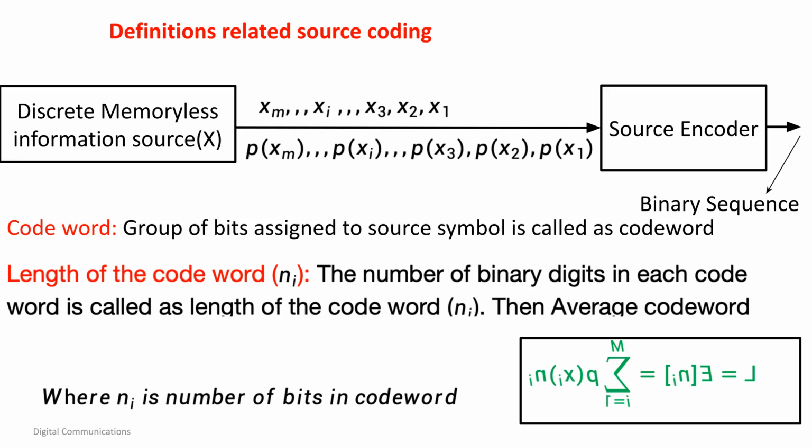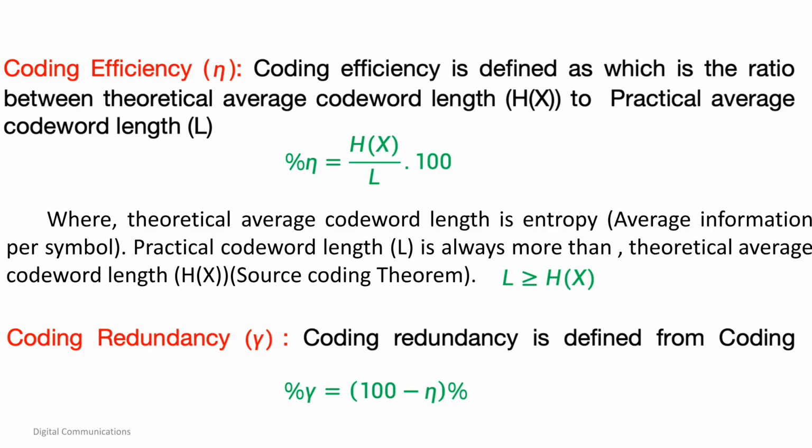Average code word length is calculated as the sum of the product of probability and code word length for all symbols. Coding efficiency is the ratio of theoretical average code word length, h of x, to practical average code word length, L, multiplied by 100. h of x is the entropy. Practical code word length, L, is always greater than or equal to h of x. Coding redundancy is 100 minus the efficiency, in percent.